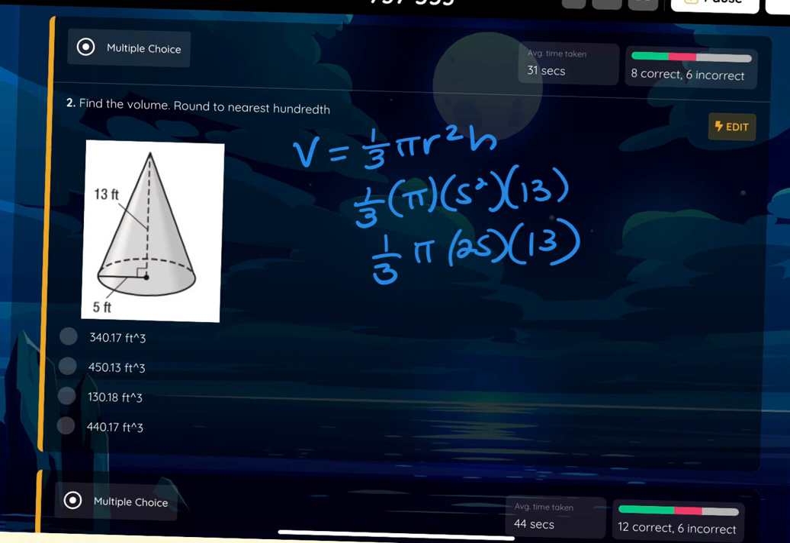So if it said keep it exact, I would have done 25 times 13 and kept it over 3. You need to be prepared for both. If it said keep it exact, it would have looked like that. If it's rounded like this one, then you can literally just multiply that out. So 325 times pi divided by 3. You should have gotten 340.33. If you use 3.14, it would have been a little bit different, which is why it's that one and not the exact same one.